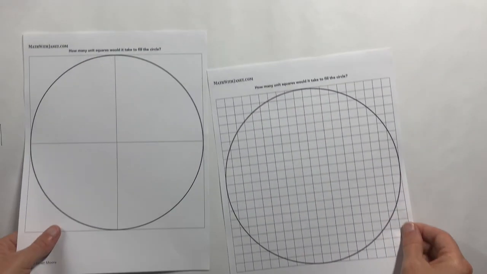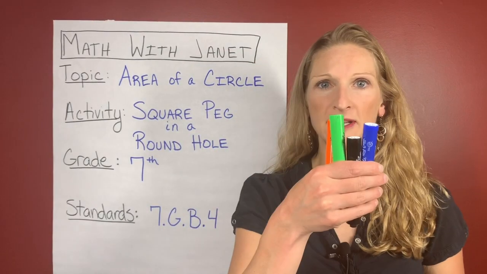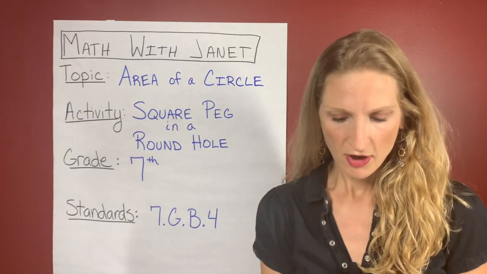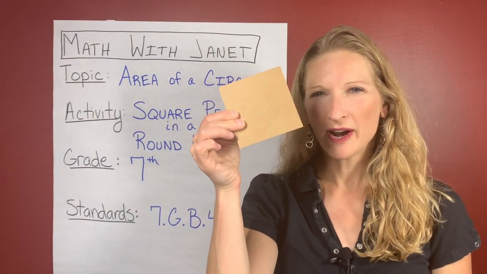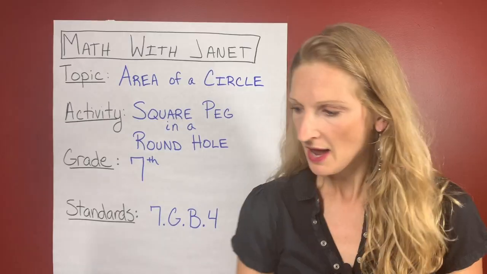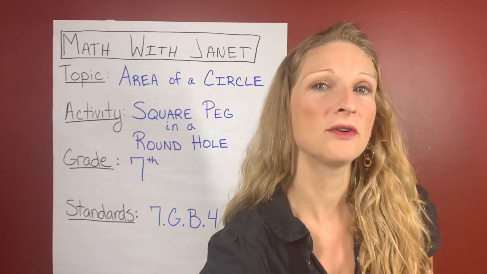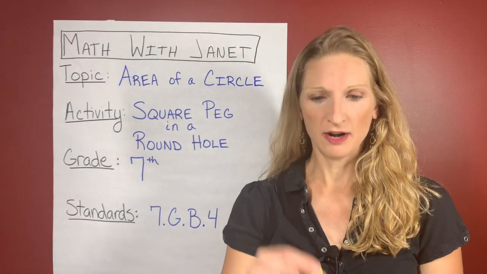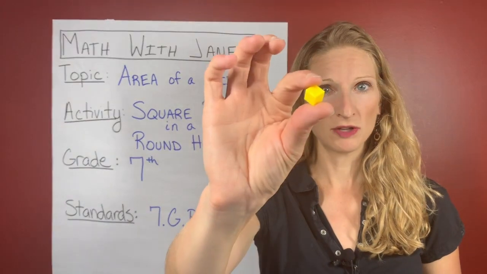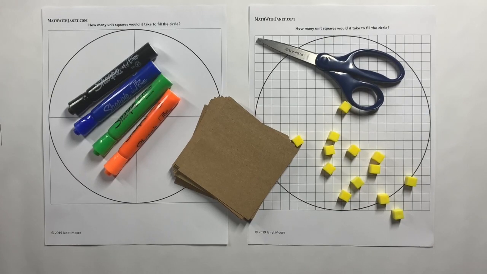The math supplies that we are going to need for this activity are these printouts from the website. You can download these and print these out from mathwithjanet.com. We will also need some colored pencils or colored markers. We are going to need some 4-inch squares cut out of cardstock or cardboard or something sturdy. Scissors are optional but very helpful, and also optional but helpful are centimeter cubes. Base 10 block small cubes work just perfectly for what we need to do with them.